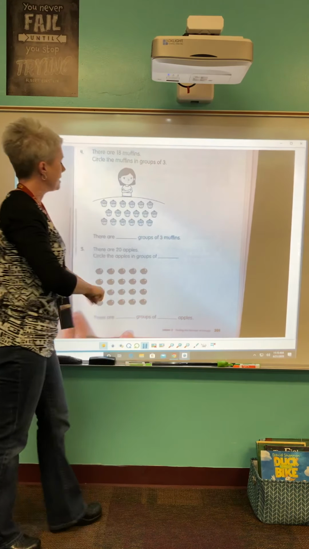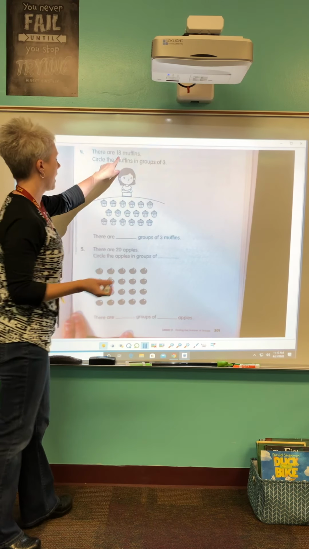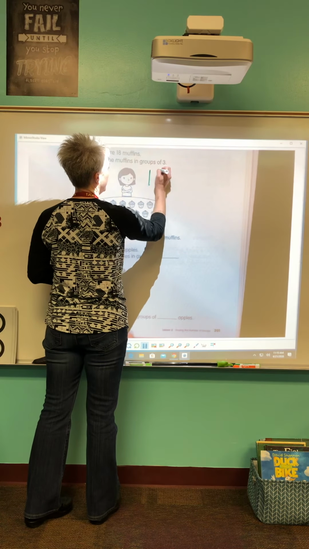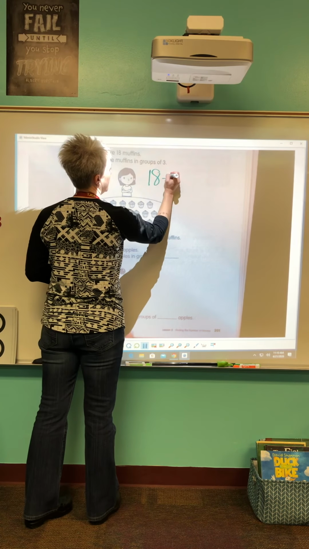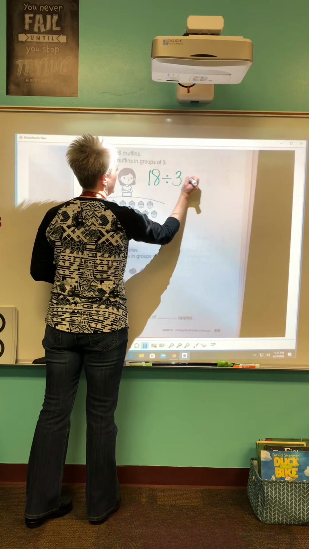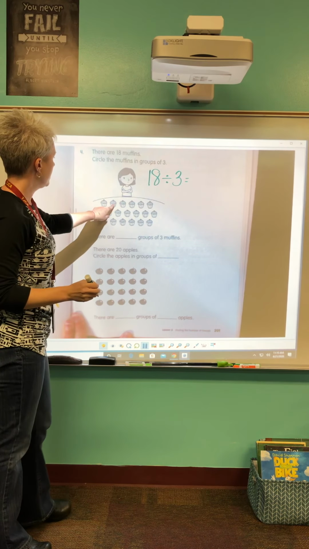There are 18 muffins, so we're starting with 18 all together. 18 is our whole number. Circle the muffins in groups of 3. We're going to divide 18 by 3, and how many groups will we have?